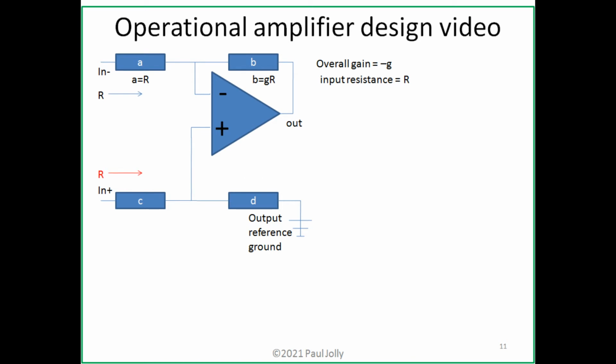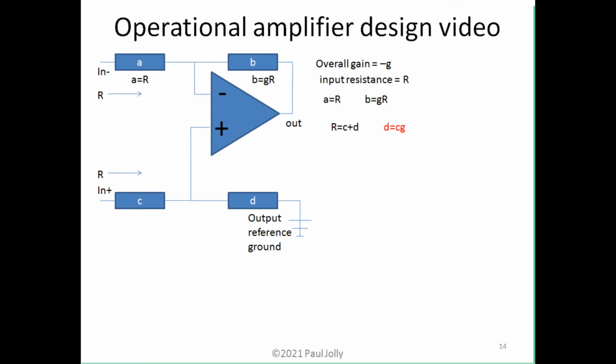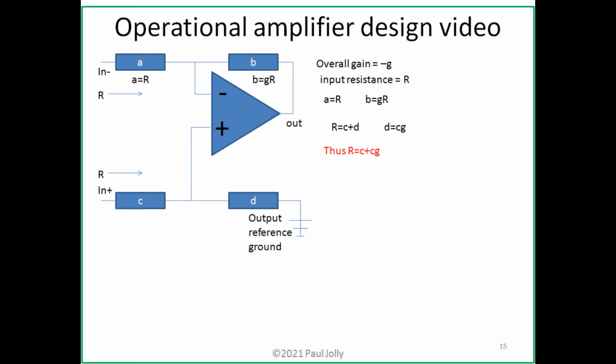Let us go back a step and recap. As we see here, we want to see R as a load in both inputs. Now let us rewrite what we know we want. So, to have R for the in plus, we need C plus D to equal R. But we also need D to be G times bigger than C. So substituting for D in the sum equation, we get R equals C plus CG, or R equals C into 1 plus G. And with a quick rewrite, C equals R over 1 plus G. And of course, D is G times bigger. So, now we're good to go.